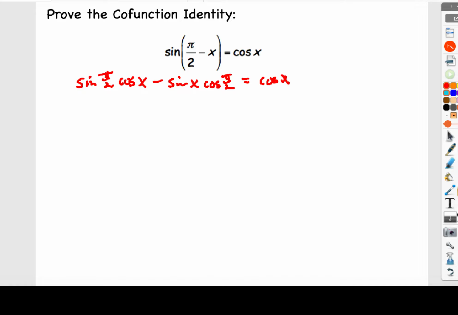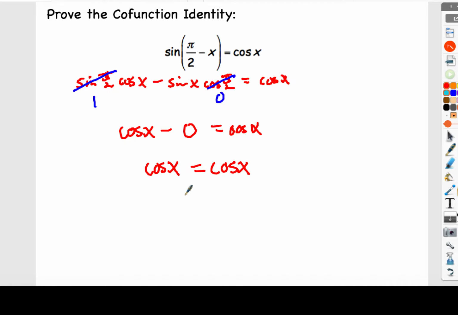Well, in that case, let's plug in some values that we know. I know that the sine at pi over 2 is equal to 1, and the cosine at pi over 2 is equal to 0. Very simply then, 1 times the cosine is the cosine of x, minus 0 times the sine is 0, and we end up with the cosine of x, which is what we wanted to be equal to in the beginning. Therefore, our good friend Q.E.D. All there is to it.